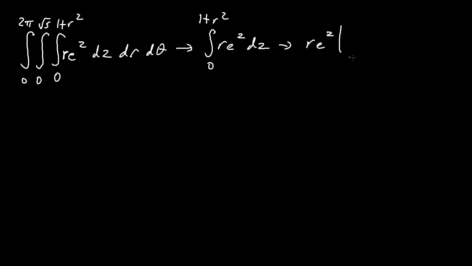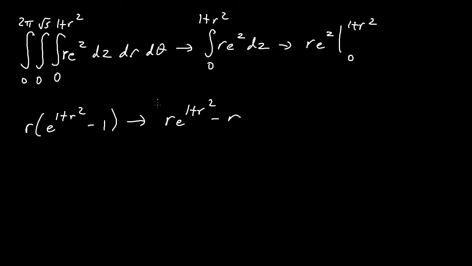Let's go ahead and evaluate from the z bounds of 0 to 1 plus r squared. So when I plug in 1 plus r squared for z, we get r times e to the 1 plus r squared minus e to the 0, which is 1. Then if I just distribute over the r, we'll get r times e to the 1 plus r squared minus r. So now let's evaluate the middle integral from 0 to the square root of 5 times dr.